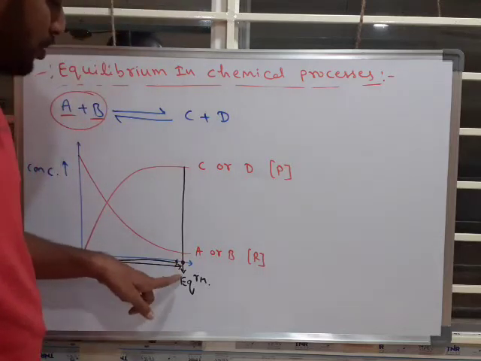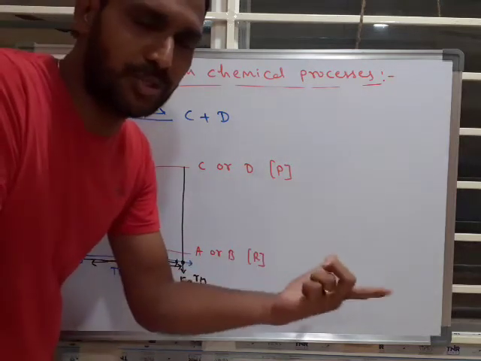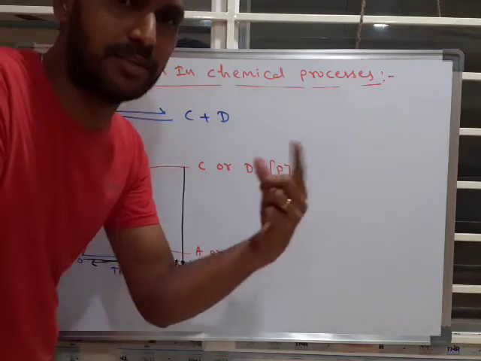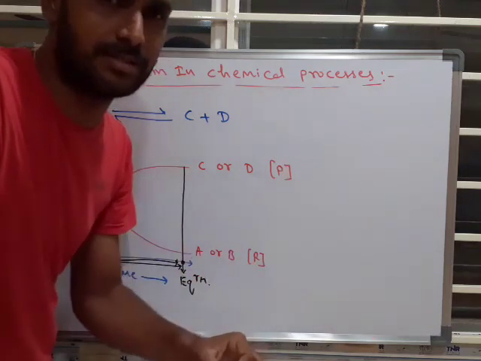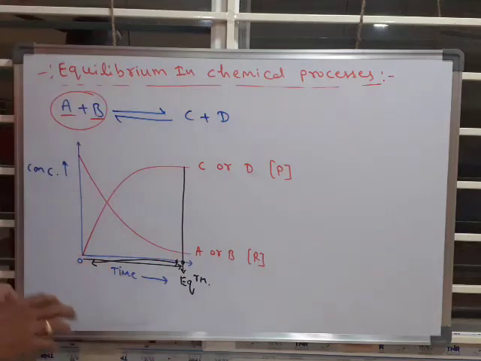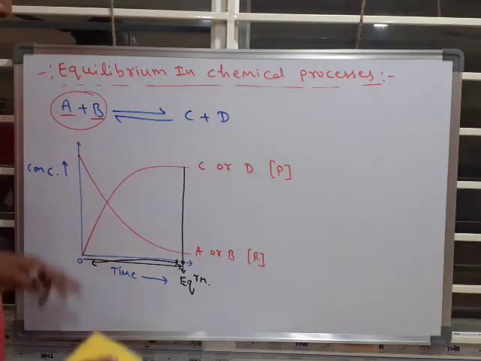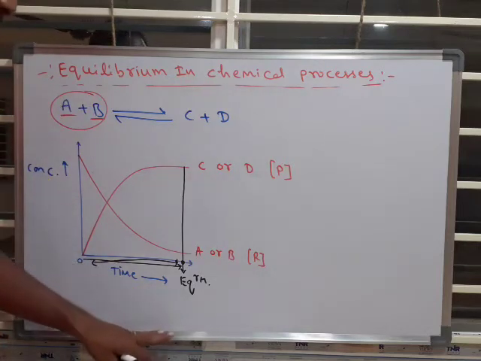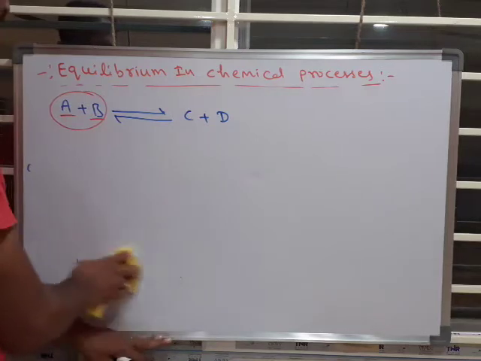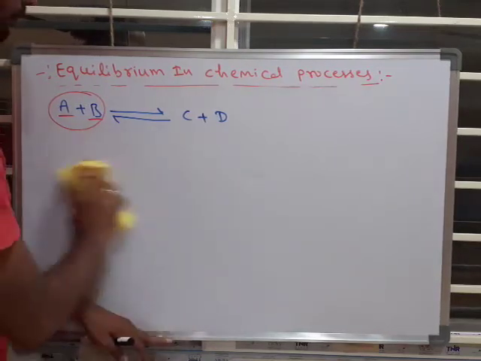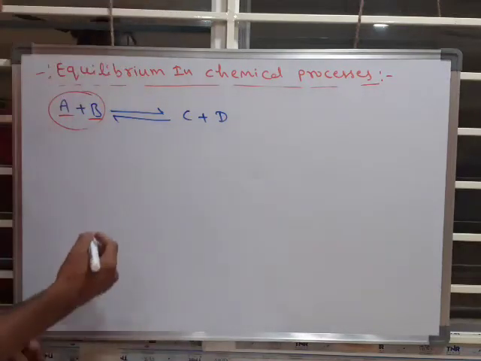Means at this position, at the equilibrium condition, the amount of reactants which is converting into product is exactly equal to the amount of products converting into reactants. Okay, so this is about the formation of equilibrium in terms of concentration and time. So the graph in terms of concentration and time. Now let's discuss this in terms of rate. In terms of rate, we know the rate means it's the speed of reaction.